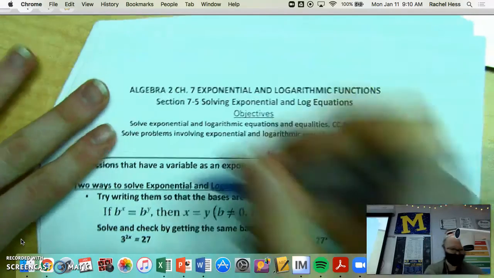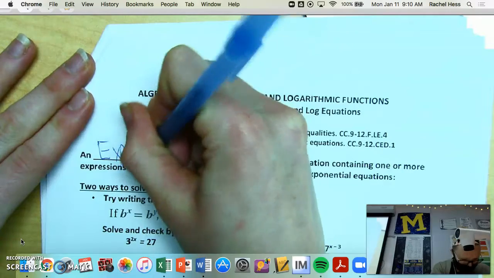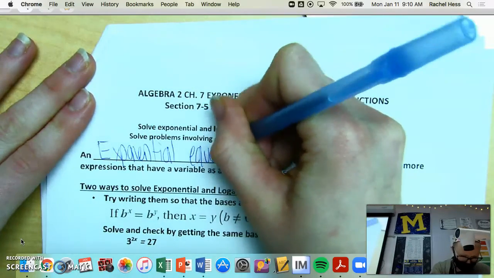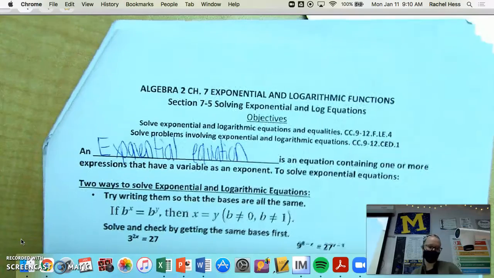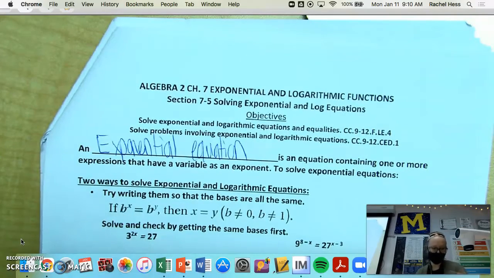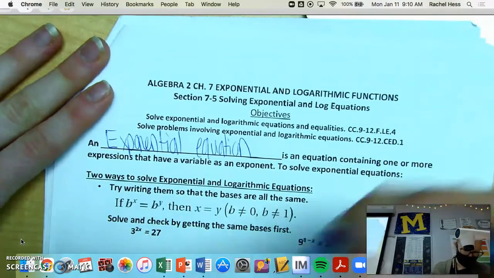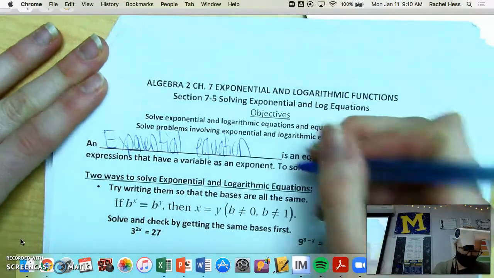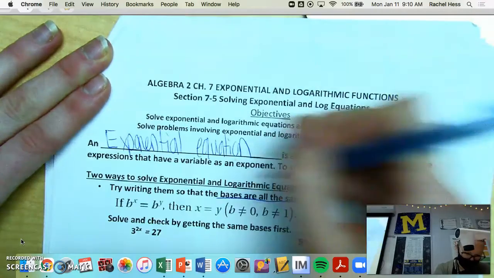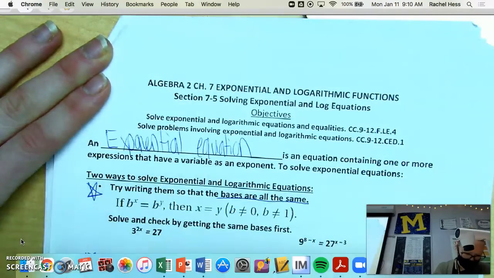So yeah, an exponential equation. An exponential equation is an equation containing one or more expressions that have a variable as an exponent. To solve exponential equations, you will need to know both ways: if you get the bases the same, or you can take the logarithm of both sides.